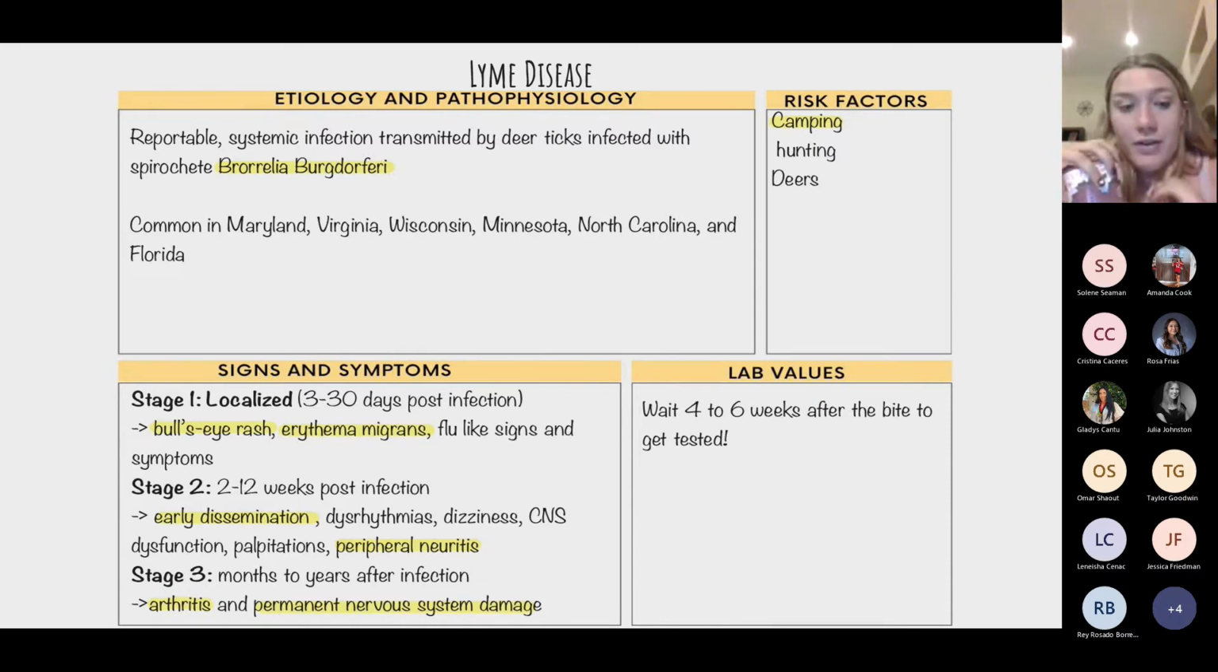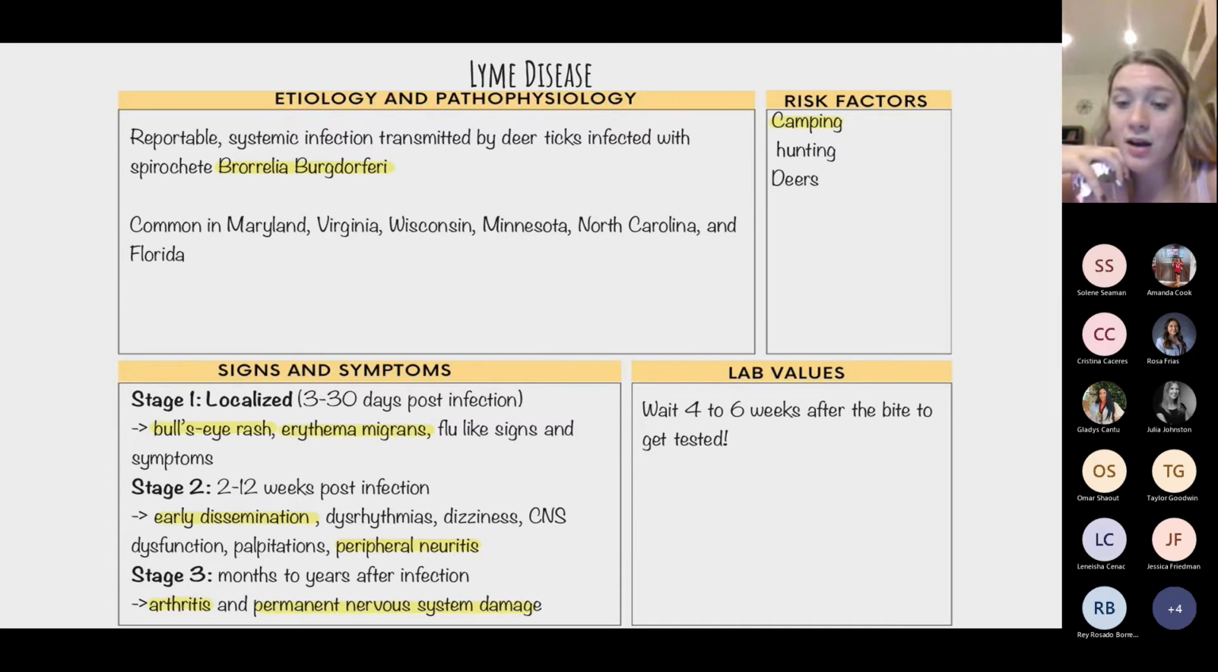When someone is in stage 3 of Lyme disease, which happens months to years after their infection, it can usually result in permanent nervous system damage and a lot of arthritis. So just keep that in mind as well. Unfortunately, when it comes to testing, usually we diagnose via symptoms.